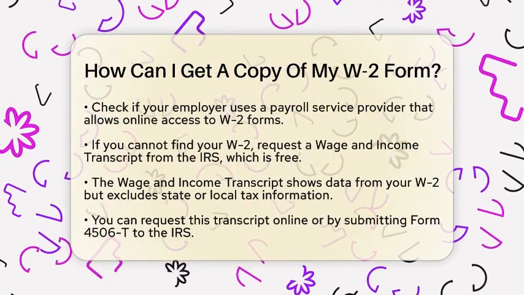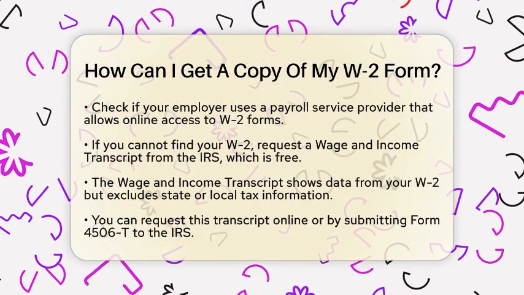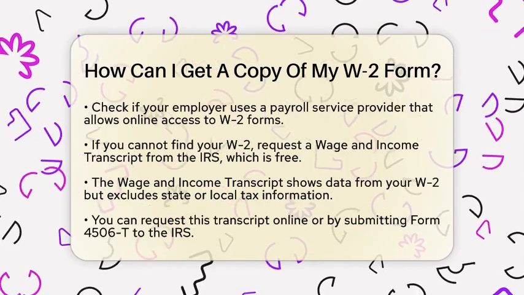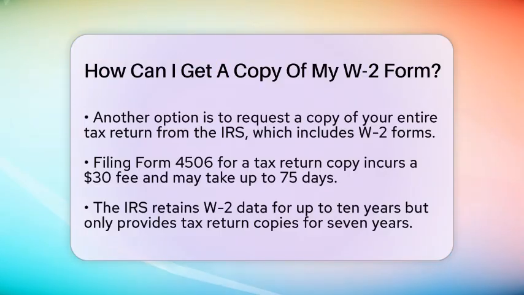Another option is to request a copy of your entire tax return from the IRS. This will include your W-2 forms as attachments. To do this, you need to file Form 4506, which is the request for copy of tax return. There is a fee of $30 per return, and this process can take up to 75 calendar days. Keep in mind that the IRS only keeps copies of W-2 forms attached to paper-filed returns.